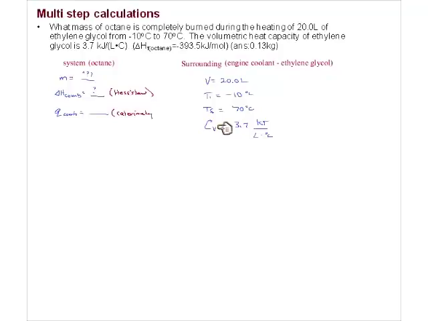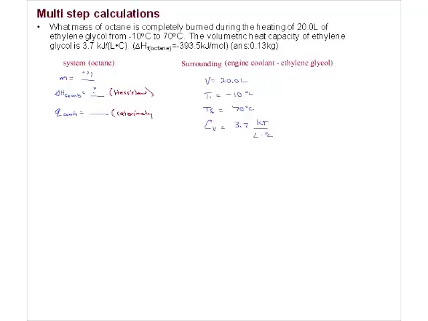So it would be 2.5 joules per gram degrees Celsius. In this case, they're saying it's 3.7 kilojoules per liter degrees Celsius. So for every 1 liter of ethylene glycol, it's going to absorb 3.7 kilojoules. Well, we don't have 1 liter. We've got 20 liters. So we should be able to calculate the energy absorbed by the ethylene glycol. And let's go and do it.